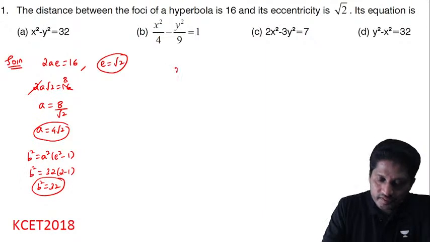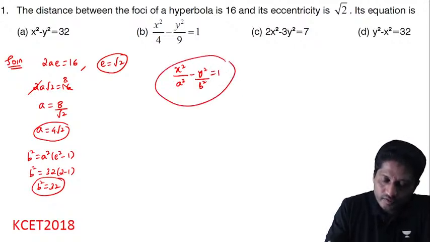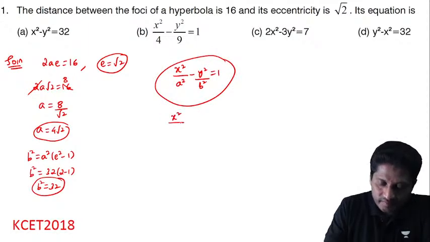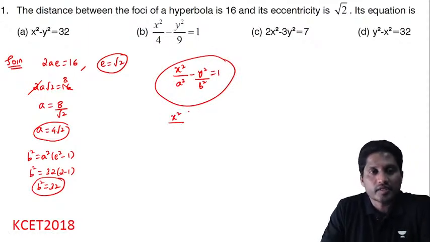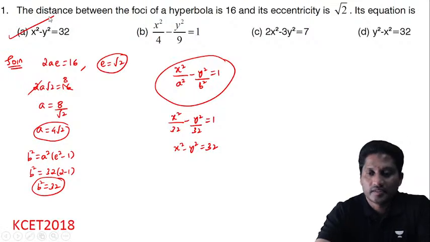The equation of the hyperbola is x square by a square minus y square by b square equal to 1. If I substitute, you get x square by a square, that is 32, minus y square by b square, which is 32, equal to 1. If I cross multiply, I get x square minus y square is equal to 32. Answer is option A. Let's move to the next question.